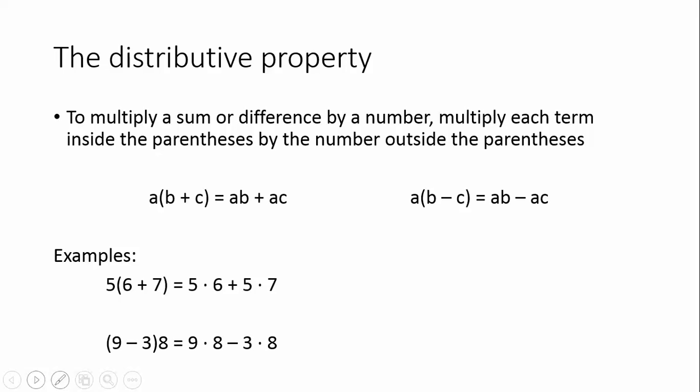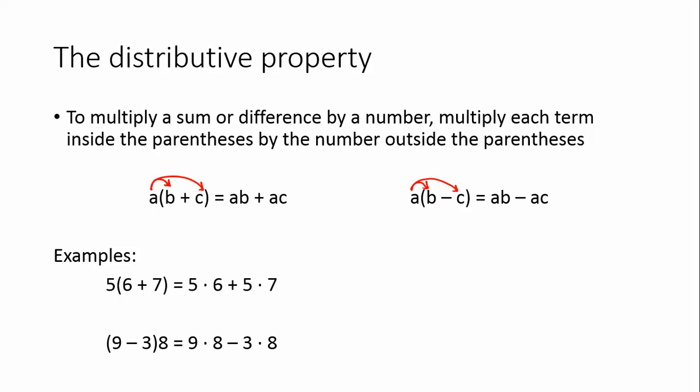The distributive property states that to multiply a sum or difference by a number, we multiply each term inside the parentheses by the number outside the parentheses. So first we have A times the quantity of B plus C. The distributive property says we need to take A times B plus A times C. Similar with subtraction. If we have A times the quantity of B minus C, then we're going to take A times B minus A times C.